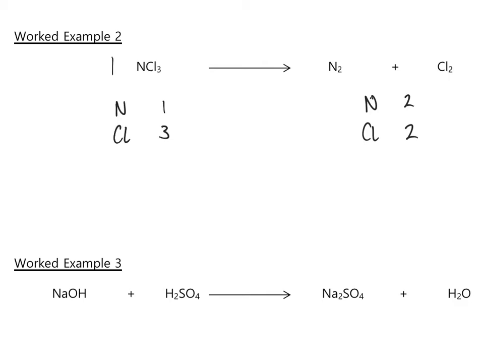So next step is to put our boxes in front of the formulas. So we put a box in front of our NCl3, then we've got our arrow. Our first product is nitrogen, N2, our second product is chlorine. So we put a box in front of each formula, each reactant or product.